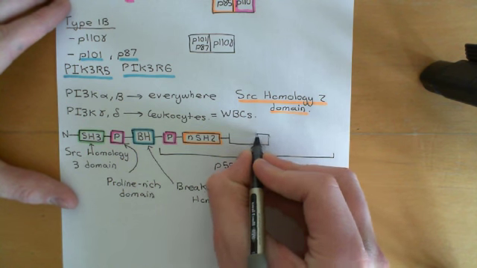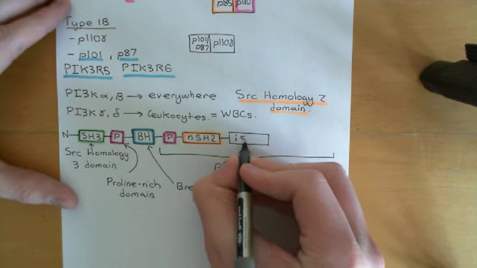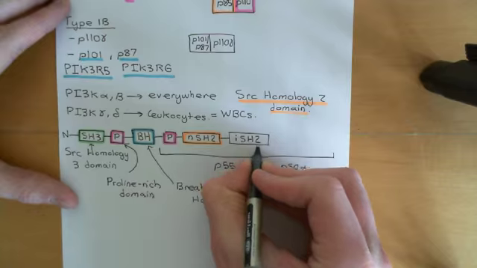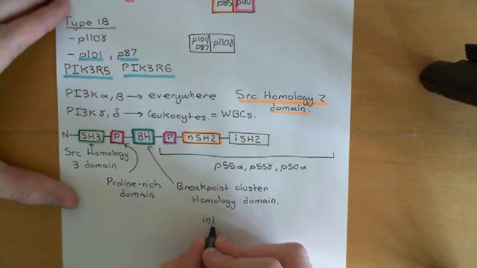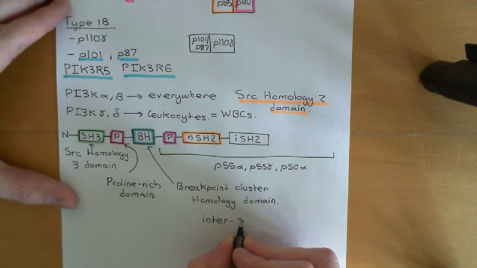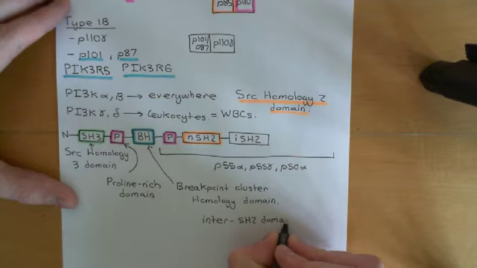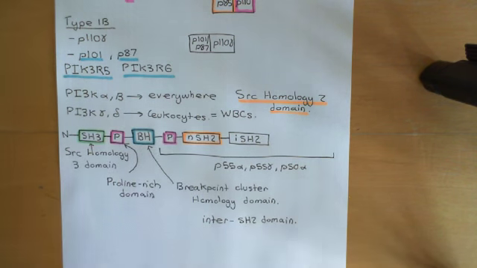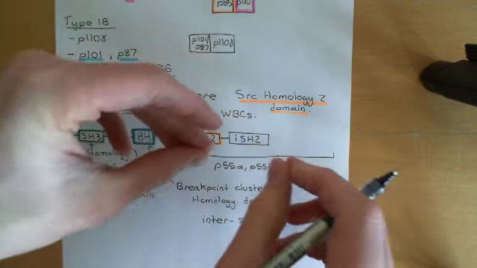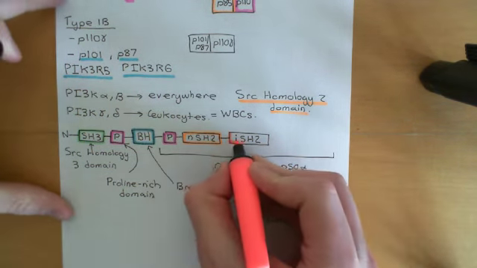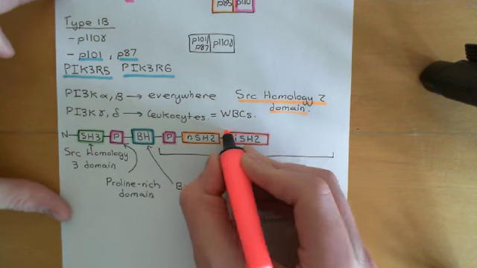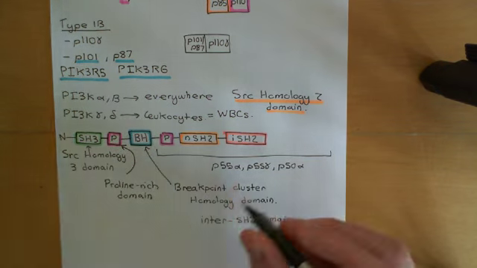Then what you have is a domain called the inter-SH2 domain. So this is not an SH2 domain. This is standing for the inter-SH2 domain. So ISH2 here stands for inter-SH2 domain. And it actually consists of two alpha helices that end up folding back on one another and coiling into a coiled coil domain.